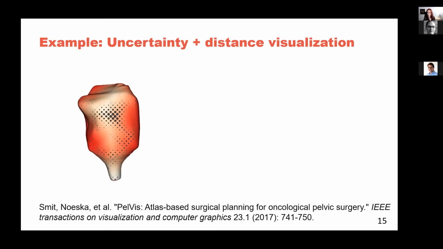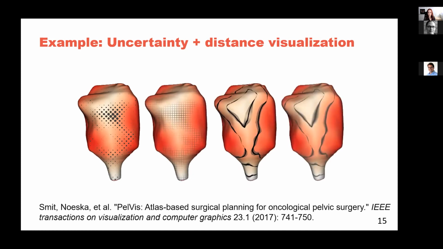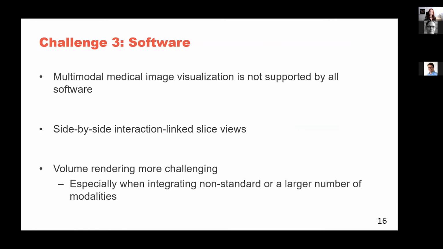Here we try to visualize both uncertainty from a registration process together with a distance visualization. And we chose to put the distance into a color map. So red means close and white means far away from structures they want to avoid. And then we put the uncertainty in several other visual encodings on top. We did a little experiment here to look at what people appreciated most. In this case, it was surgeons looking at this data. And they really appreciated this visualization on the left, where you have sort of these half-tone dots showing the uncertainty of the registration process.